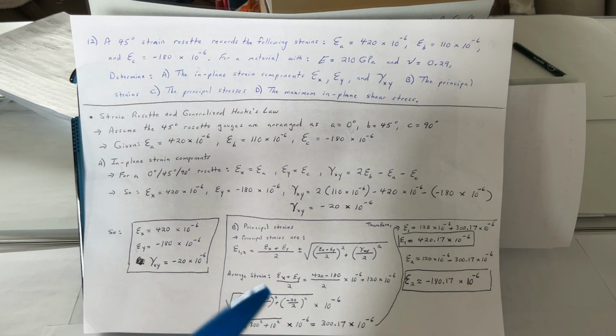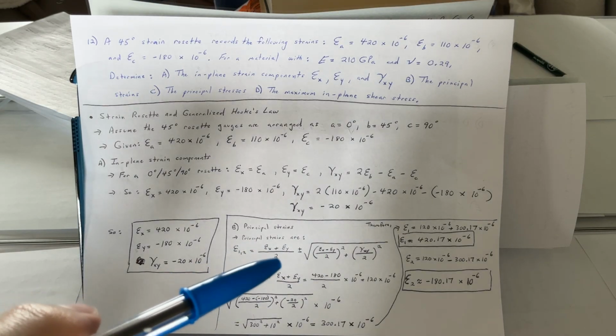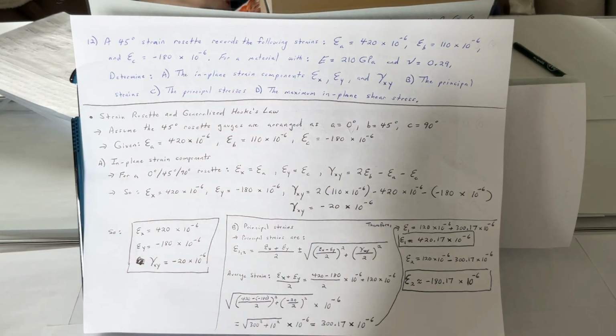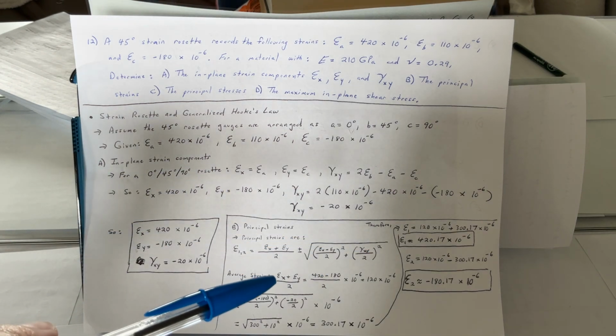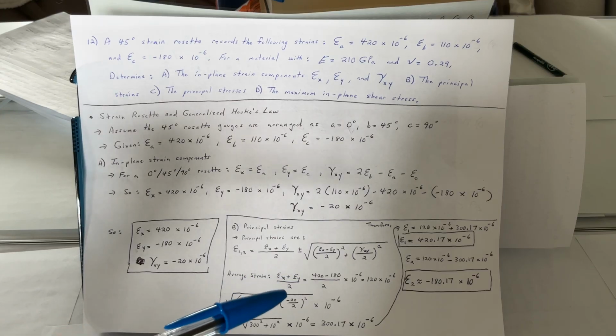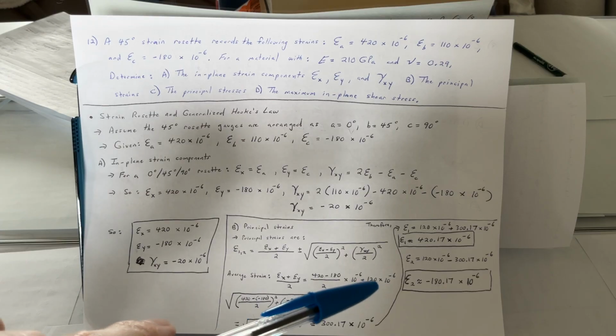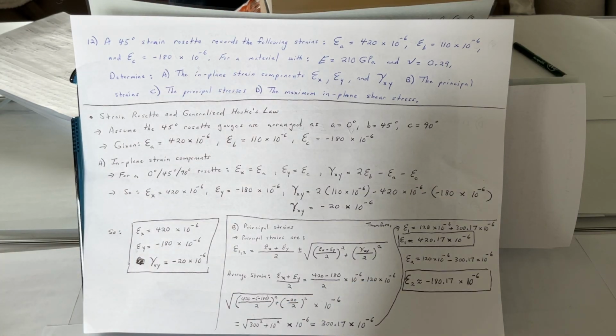Okay. Now for part B, principal strains. The principal strains are, we'll use this, epsilon sub 1, 2. That's going to be epsilon x plus epsilon y over 2 plus or minus the square root of epsilon sub x minus epsilon sub y over 2 squared plus gamma sub xy over 2 squared. The average strain is epsilon sub x plus epsilon sub y over 2. So it's 420 minus 180 over 2 times 10 to the negative 6.